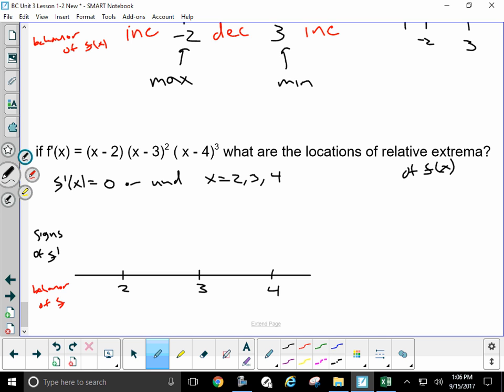Okay, check your answers with a neighbor and list your critical points as maxes, mins, or neither. Make sure you go to the right of 4 as well. We got to go all the way to negative infinity and all the way to positive infinity. So make sure you get to the outsides and inside your intervals.